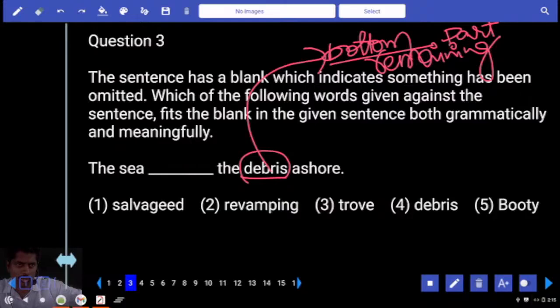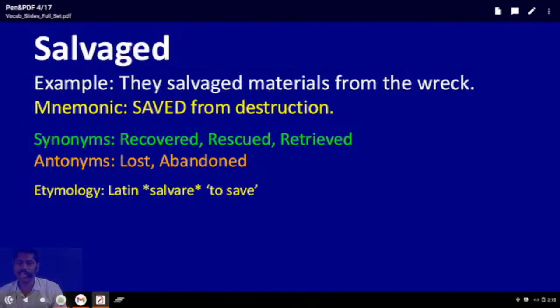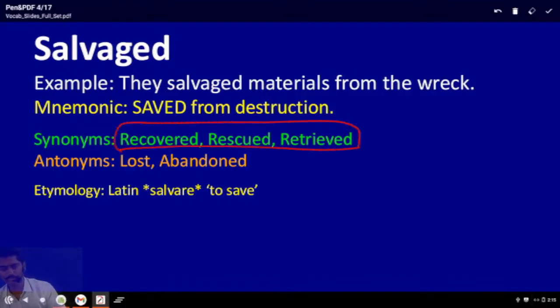Salvage, revamp, trove, booty. The third one and the fifth one have the same meaning. Salvage: recover, especially from a broken ship or broken aeroplane. Salvage is recover, rescue, retrieve. Only one fellow was salvaged from that airplane crash. One fellow was recovered, one fellow was rescued. The rest of them died. Salvage is recovered, rescued, retrieved. The salvaged materials from the wreck. Saving from destruction is salvage.